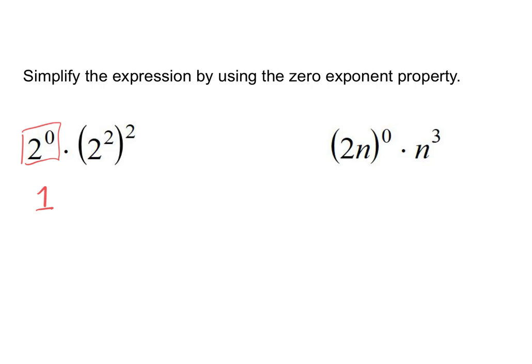And now because I need to simplify, I'm going to use one of my other properties. In this case, I have a power to a power. So I'm going to use the power property, which says to multiply exponents. So 2 times 2 is 4, making my new exponent 4. Now 1 times 2 is just 2. So I have 2 to the 4th power.